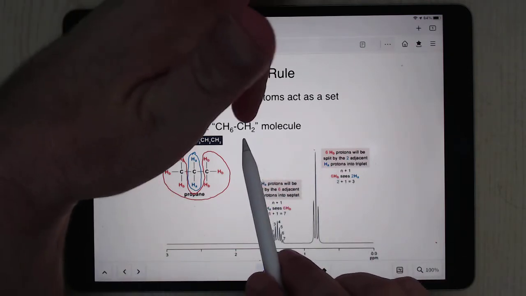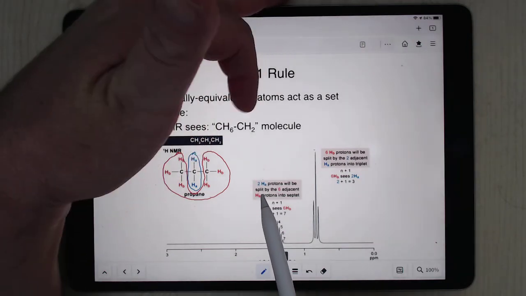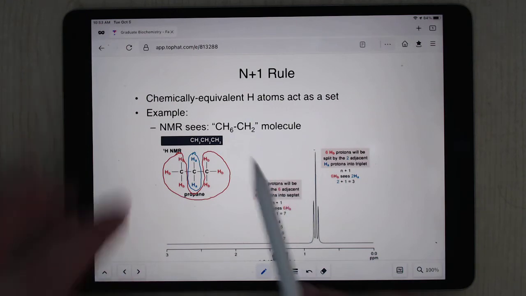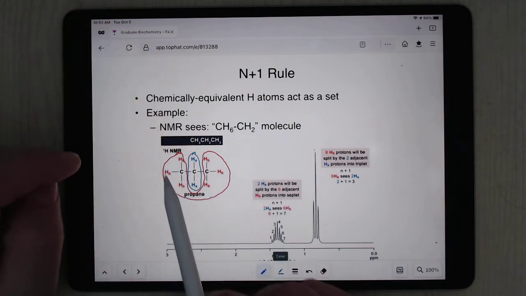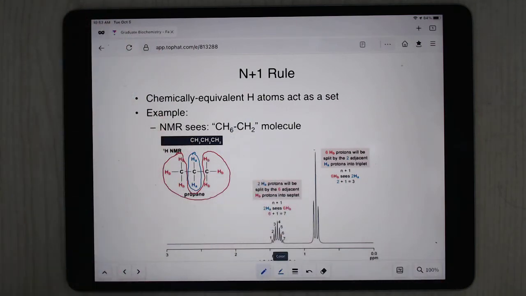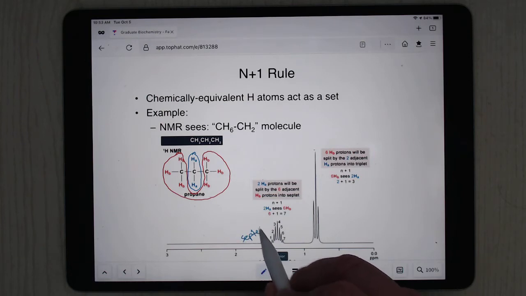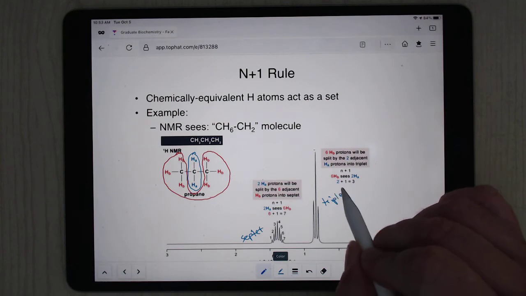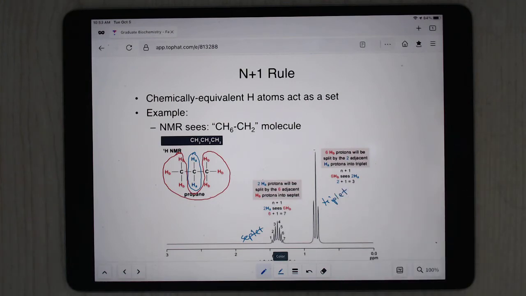If you're looking at the CH2, it would integrate to 2 hydrogens, right? But it has 6 neighbors. It's got the 3 on this side and the 3 on this side. So the 6 plus 1 equals 7. So it would be a septet. So this would be a septet, and this would be a triplet.